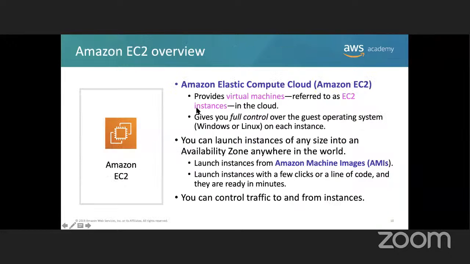All right. So EC2 overview. Elastic Compute Cloud. EC2 is called EC2 because it has two C's, the C for compute and the C for cloud, and then EC2, right? It provides virtual machines referred to as EC2 instances.